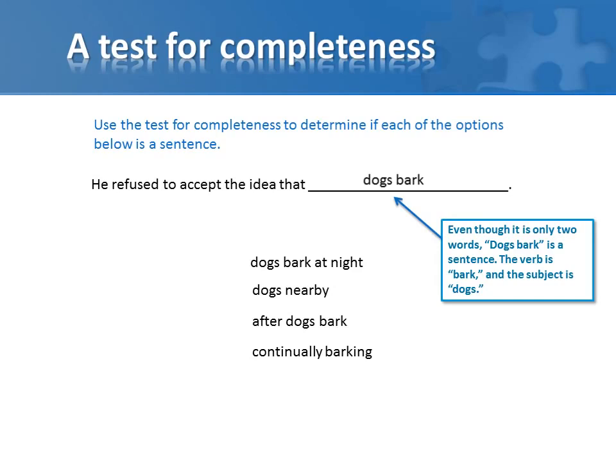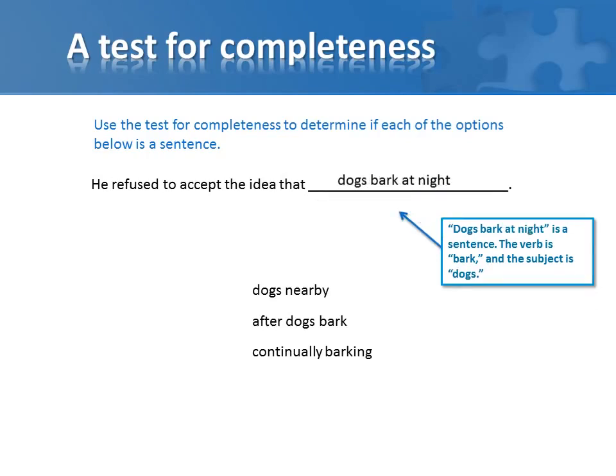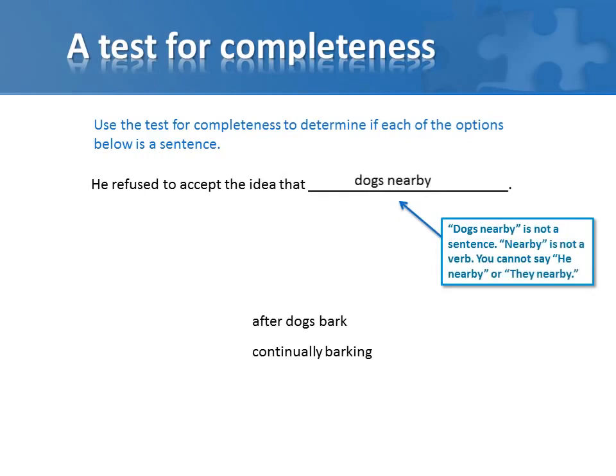Now let's try dogs bark at night. He refused to accept the idea that dogs bark at night. This makes sense, so dogs bark at night is a complete sentence. Now let's try dogs nearby. He refused to accept the idea that dogs nearby. This doesn't make sense, and in fact, this isn't a complete sentence because it lacks a verb.